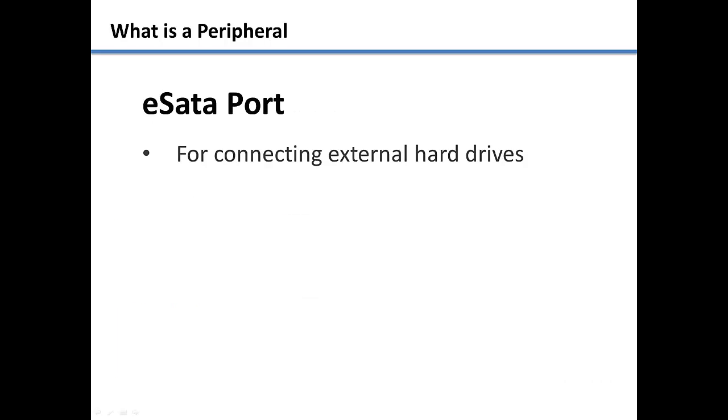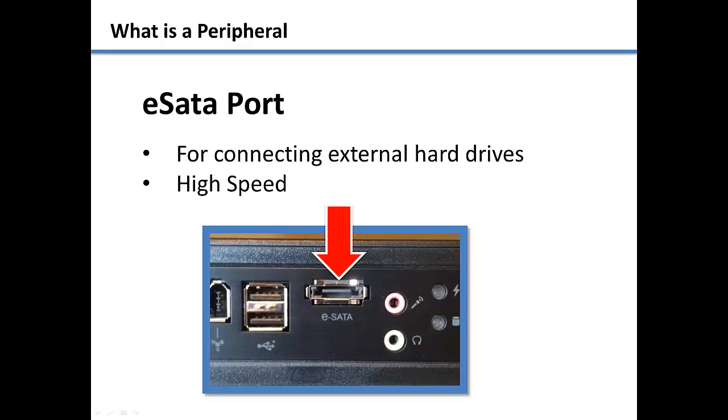The last port that you might find on a computer is an eSATA port, which will look something like this. You will normally only find this port on higher-end computers. eSATA ports are made for connecting an external hard drive to your computer. These ports are made for high-speed data transfers. It will save you a lot of time when backing up your entire computer to an external hard drive.